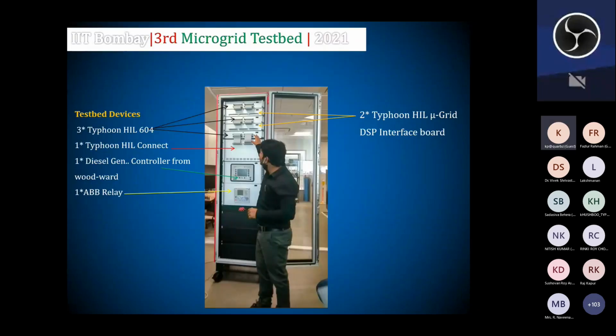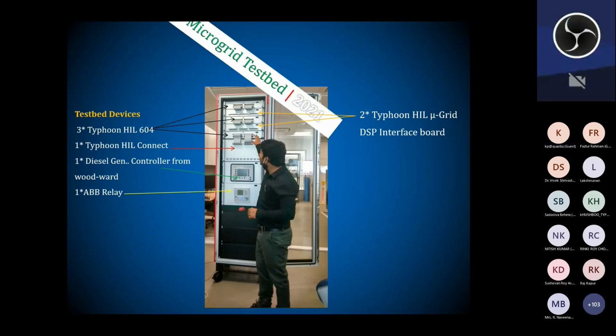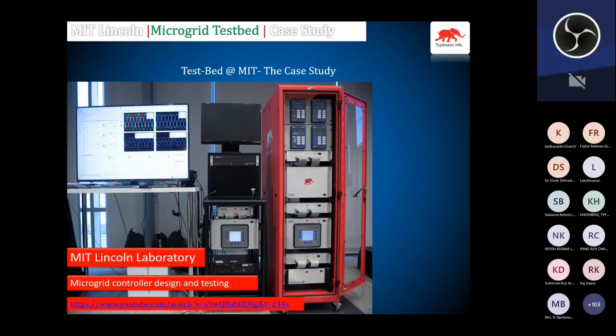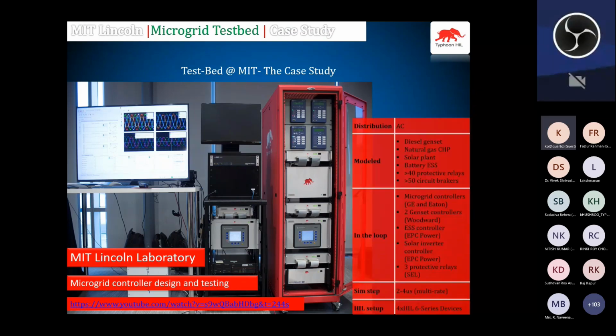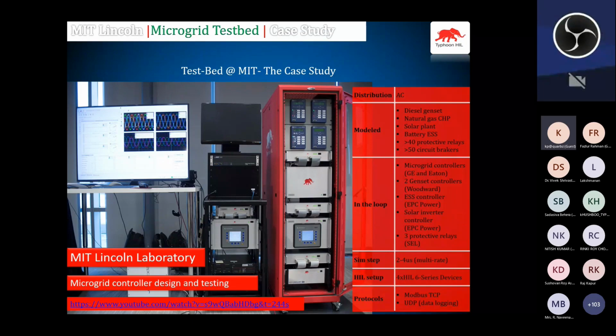The microgrid testbed at IIT Bombay was also installed by the COBS Info System team. And here you can see the testbed at the Massachusetts Institute of Technology, built for the purpose of a case study.